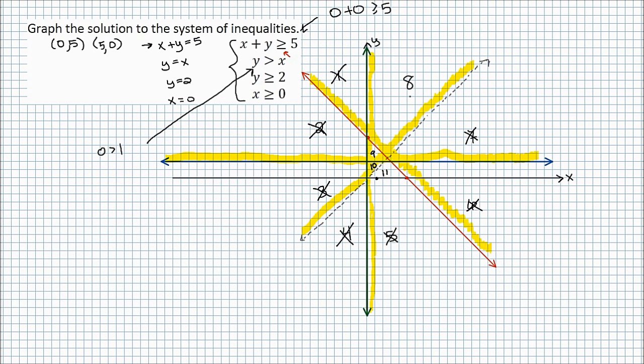Area 8. Well, if you look at Area 8, it has shading from the green, it has shading from the red, it has shading from the gray, and remember, the shading from the blue is everything above that blue line. It actually has everything. So this is our solution region here. This entire thing is our solution region. There we go. I didn't even have to check 9 and 10 and 11.